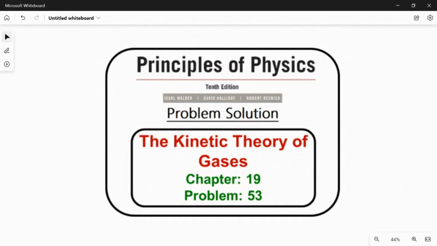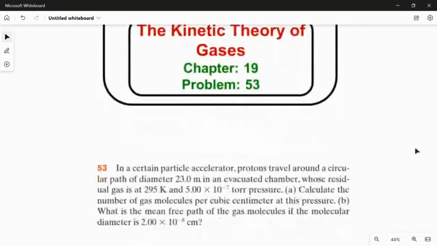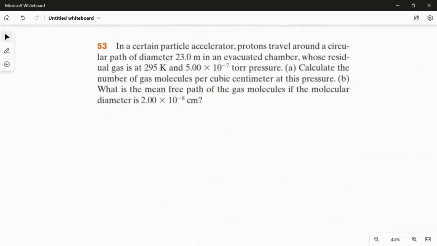In this video, I am going to solve problem 53 from chapter 19. In a certain particle accelerator, a proton travels around a circular path of diameter 23 meters in an evacuated chamber, whose residual gas is at 295 Kelvin and 5 multiplied by 10 to the power minus 7 torr pressure.